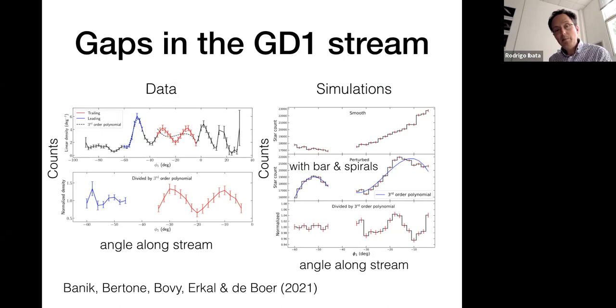In this paper by Binney and collaborators, they looked at the density of stars along the stream. This is the angle along the GD1 stream. You can see it subtends a huge track on the sky of many tens of degrees. And curiously, it has these bumps and wiggles in the density profile. When they ran simulations in a smooth potential, they found the counts as a function of angle along the stream to be quite smooth. As soon as you put bars and spiral arms into this Milky Way model, you get some variations, but nowhere near what you see in the data.